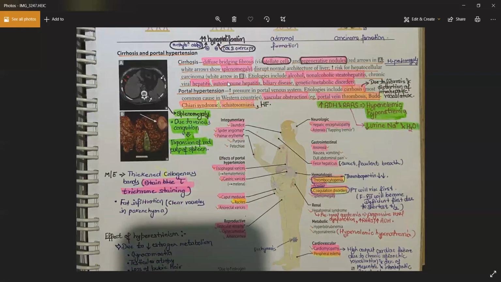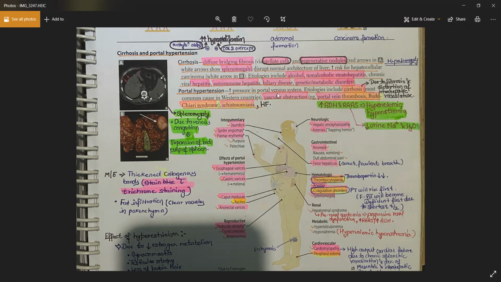Because of portal hypertension, you have an increase in pressure in the portal venous system, and because of this you can have multiple symptoms. Because of the increased pressure, you will have third spacing, which means fluid comes out of the veins and accumulates in the interstitial space. That can cause ascites and edema. That will further activate the RAS system because of hypovolemia. And why is hypovolemia occurring?